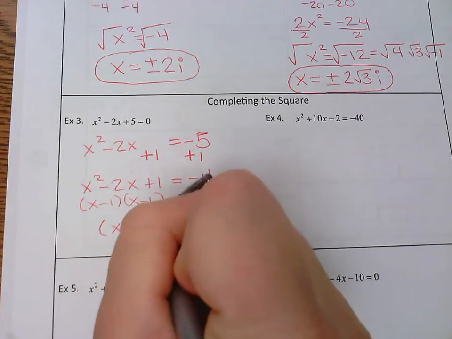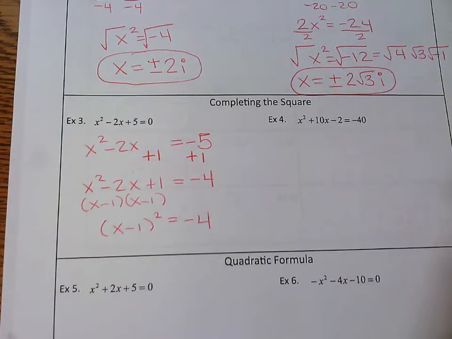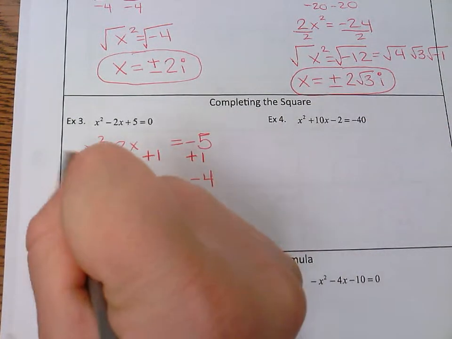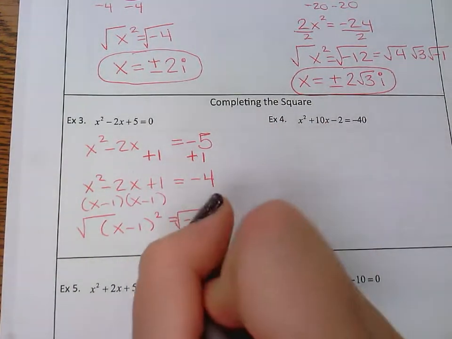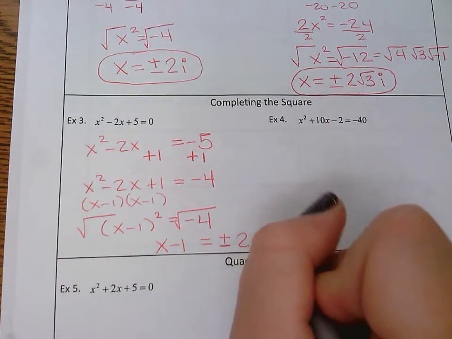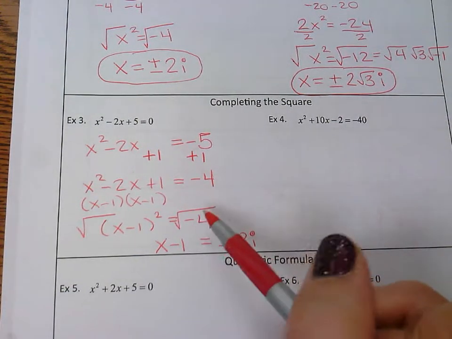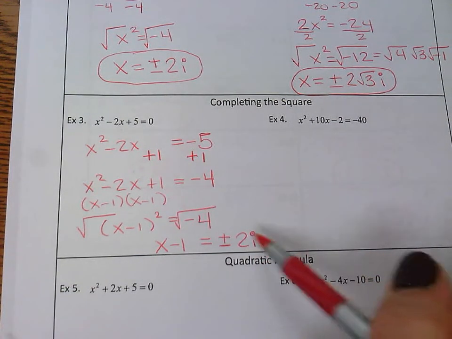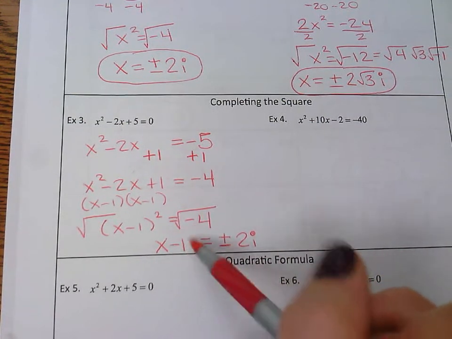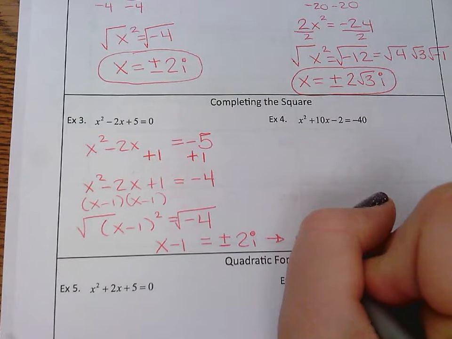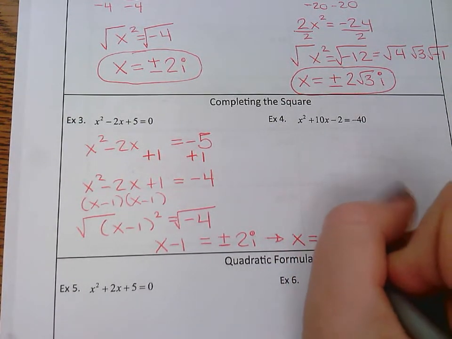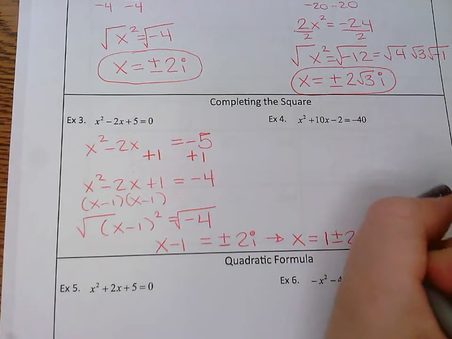So x minus 1 squared equals negative 4. I have my perfect square on this side, so now I can take the square root of both sides of the equation. X minus 1 equals plus or minus 2i, because the square root of negative 4 is 2i. My final step would be to add 1 to the other side of the equation, and that's a real number. So I would want to write my answer as x equals positive 1 plus or minus 2i.